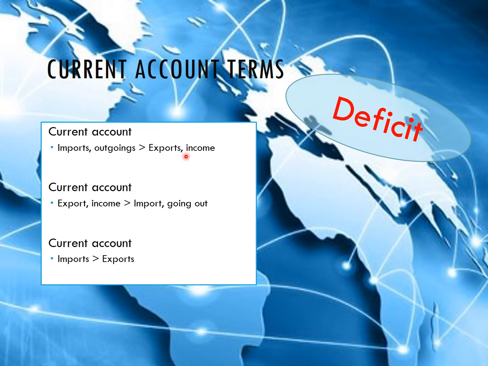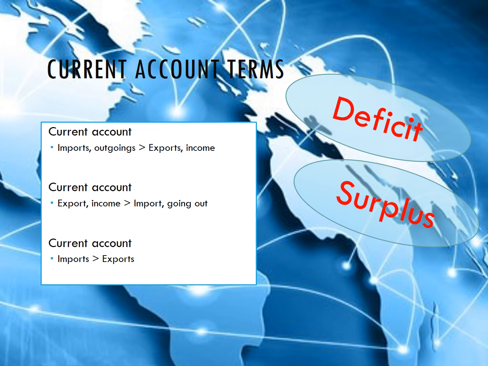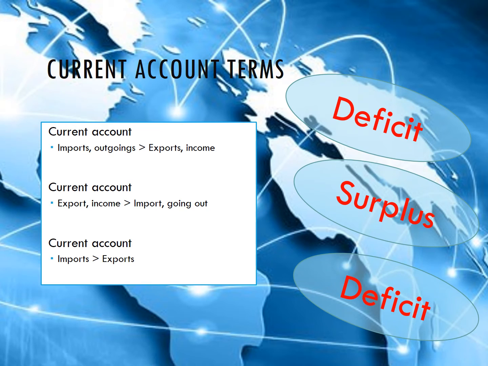The second scenario, if incomes and exports were greater than imports or outgoings, we would say the account is in surplus. The positives outweigh the negatives. The last one there, if imports are greater than exports, again, that would be a deficit. So we use these terms of deficit and surplus to describe our current account position.